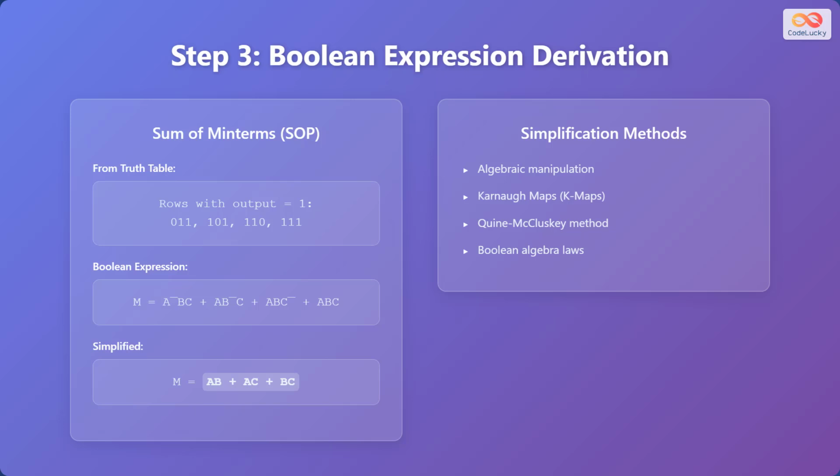Some simplification methods include algebraic manipulation, Karnaugh Maps, also known as K-maps, the Quine-McCluskey method, and Boolean algebra laws.